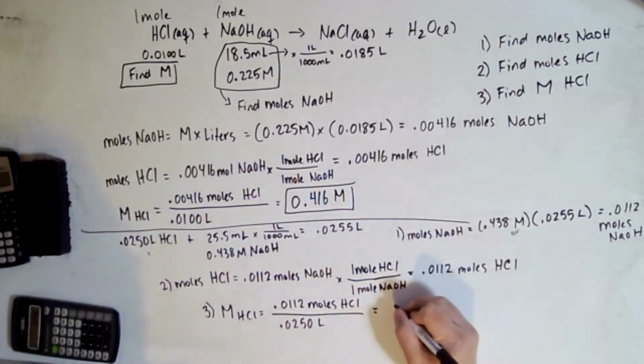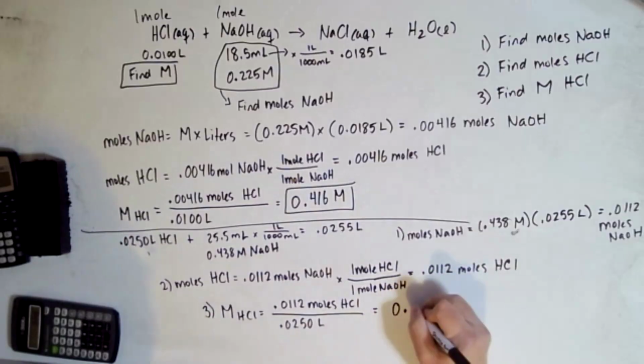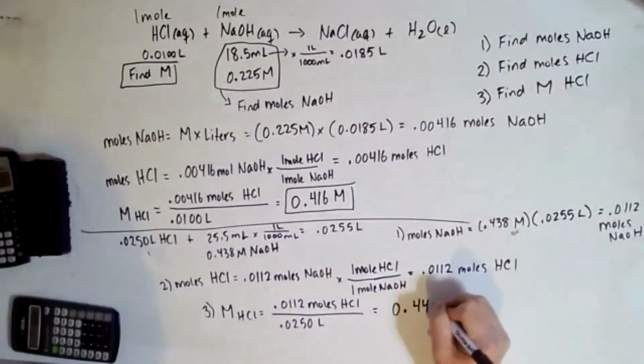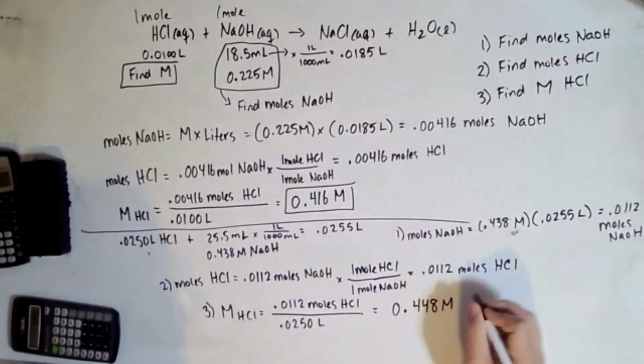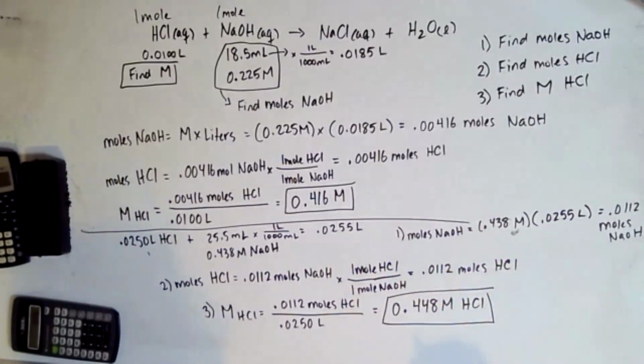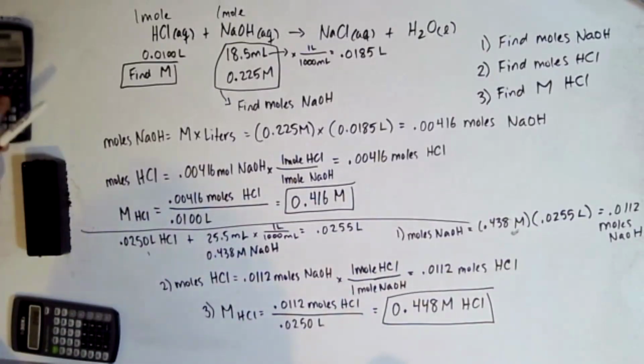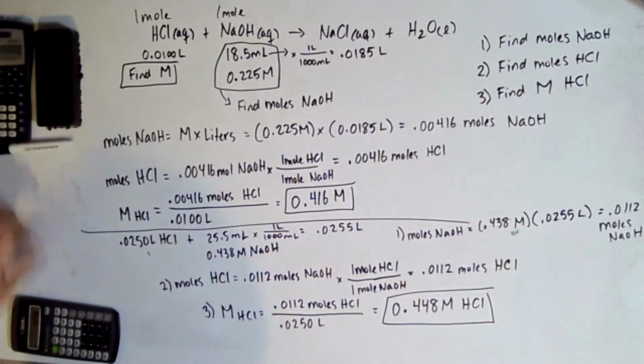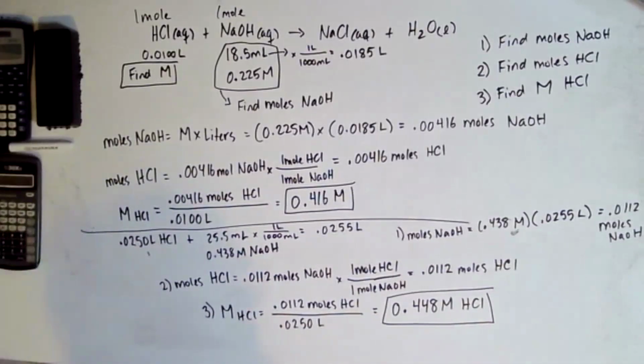And we end up with a molarity of 0.448 molar. Okay. So like I said, it works the same way as all of the other stoichiometry and reactions that we've already worked with. It's just this time we're looking at acids and bases.